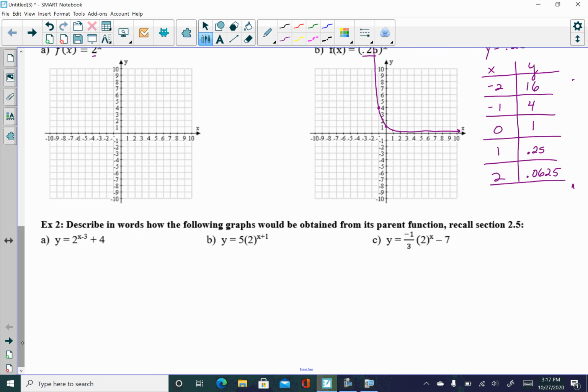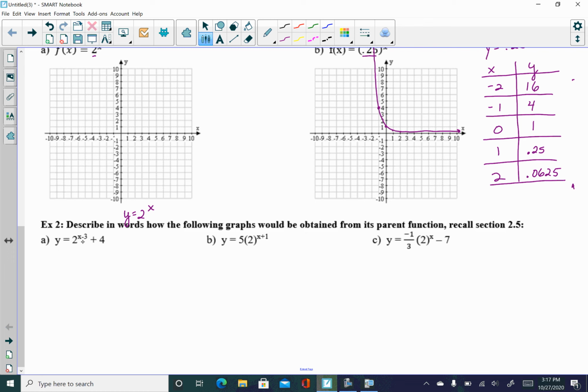All that I have us doing down here in example 2 is a throwback. We're getting towards the end of the semester, and we don't want to forget things because your final exam will be cumulative. It's a throwback to transformations, and it says to describe in words how the following graphs will be obtained from their parent function. You remember your parent function for all of these is just 2 to the x. So my parent function here is y equals 2 to the x.